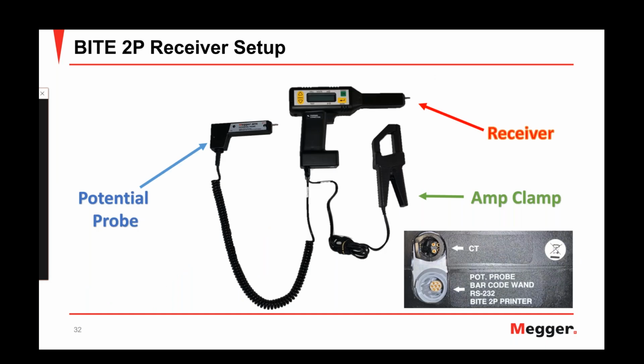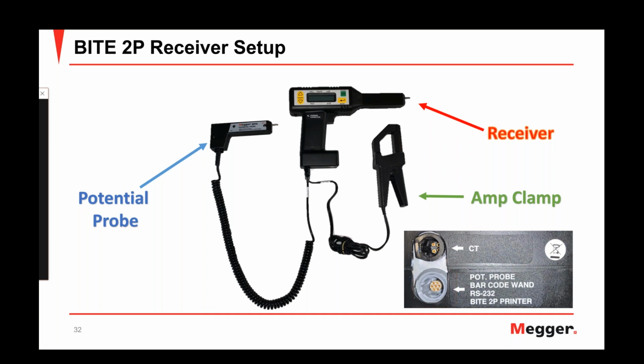So now let's talk about setting up the receiver, and this is what we're going to use whenever we're taking the measurements on the batteries and the strap resistances. So what we see here is that the potential probe and the CT are going to plug into the bottom of the receiver unit. From the example here, the CT is going to plug into this 4-pin connector at the bottom of the receiver unit. And then the potential probe is going to plug into the 7-pin connector right next to it.